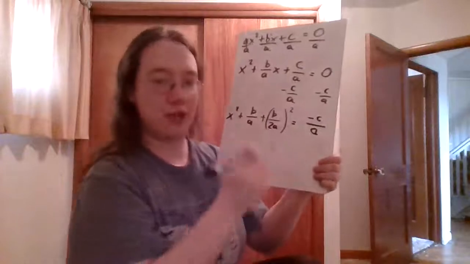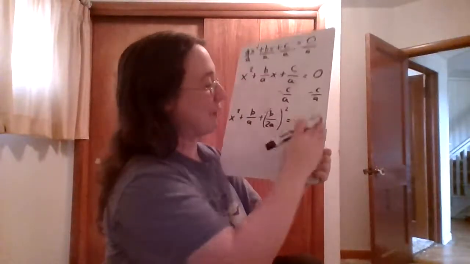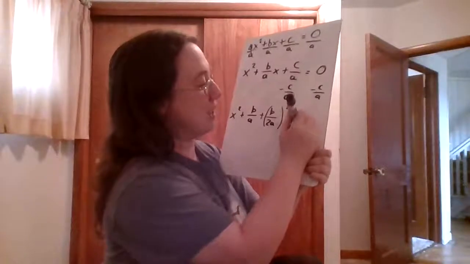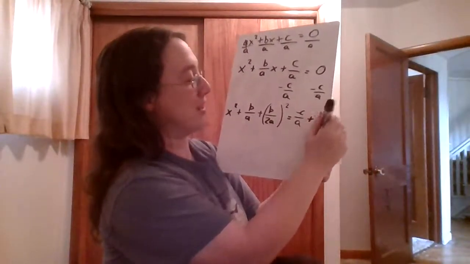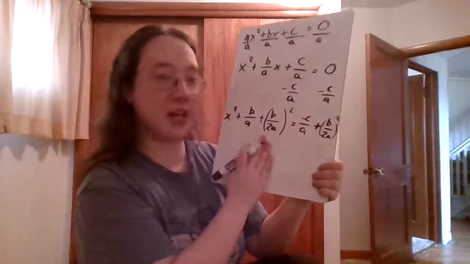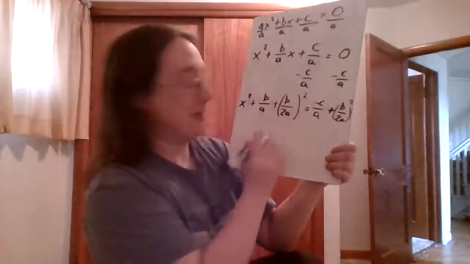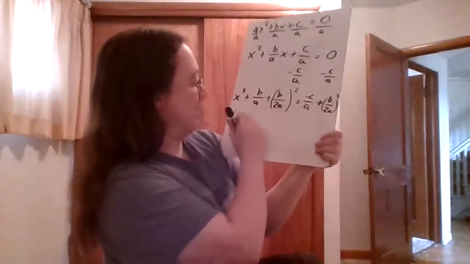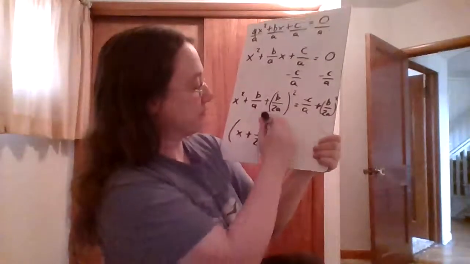But if we do that to this side, and I should have left myself a little more room over here, we've got a negative c over a here. We've got to add b over 2a squared to this side. Anytime we add something over here, we've got to add it over here. Now, the reason we wanted this in the first place is that we can rewrite it as x plus b over 2a squared.